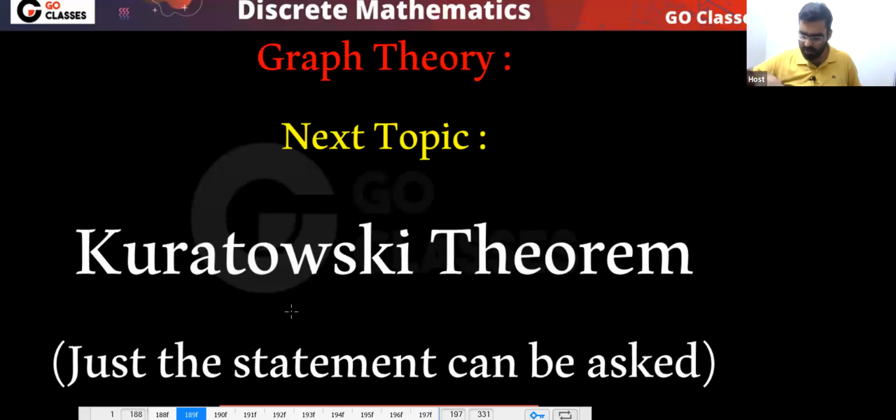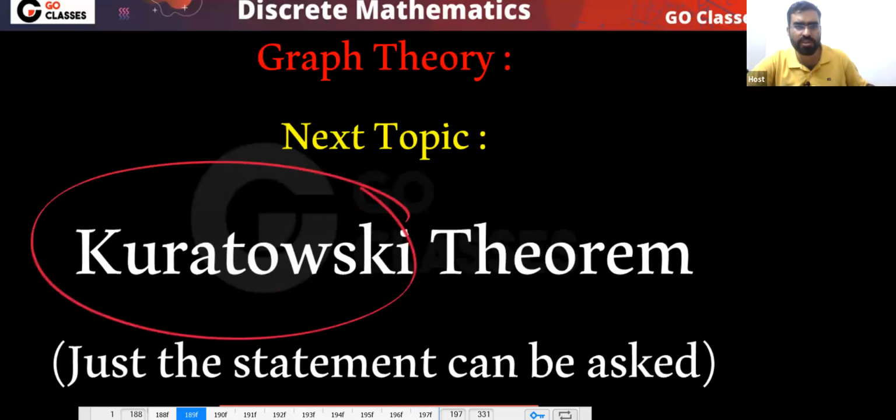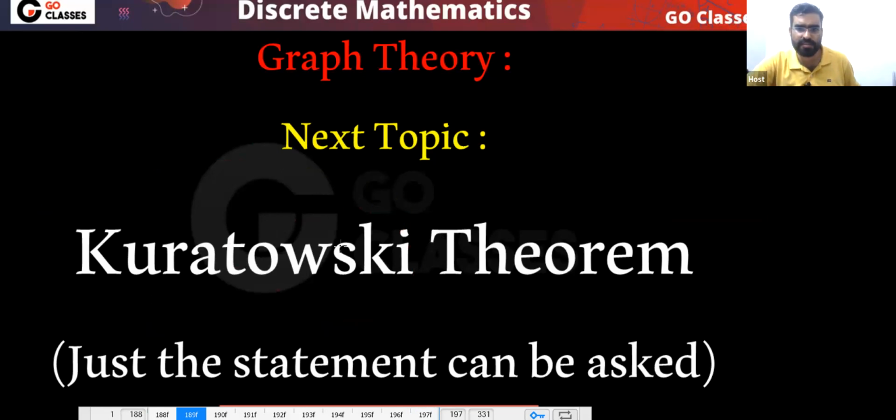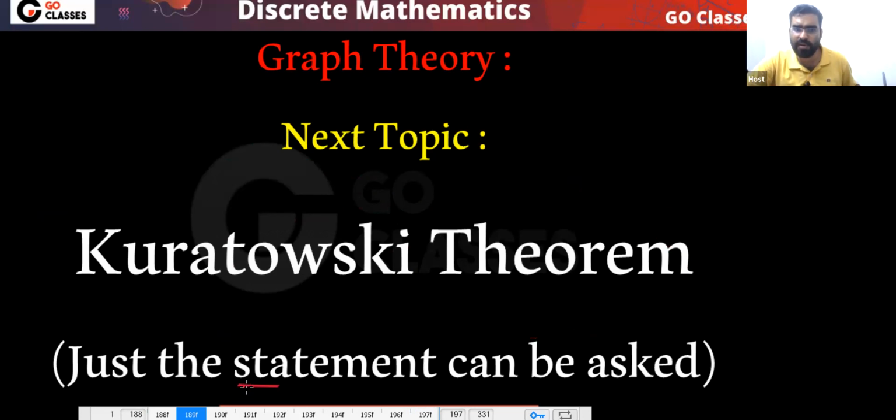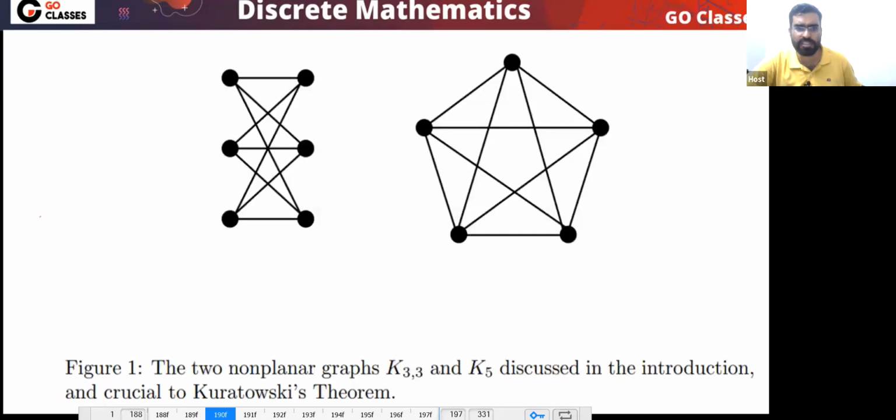Okay. Now this next topic is Kuratowski theorem. The name is, I think, Russian, Kuratowski theorem. Okay, so what is this? Actually, let me tell you one thing. Only the statement will be asked. In the GATE exam, they will only ask the statement. So you don't have to worry about anything else. Only the statement they can ask. Okay, so let me tell you what this statement is saying.